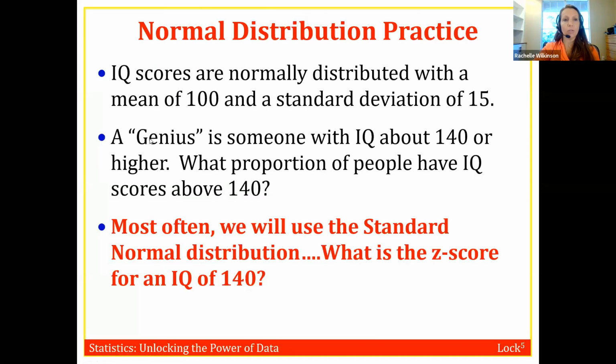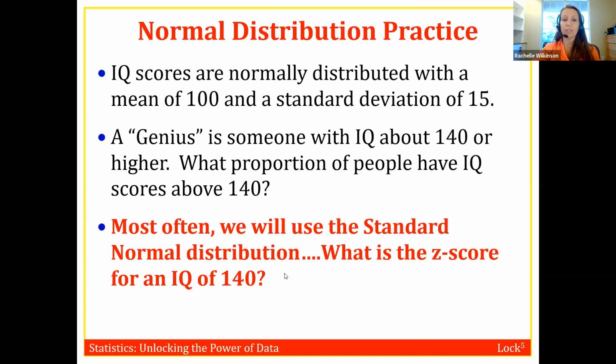So thinking back to our IQ problem, if we were going to use the standard normal distribution, then all we do is convert our 140 to the equivalent score in the standard normal distribution, which we do just by computing the z-score, and then we can use the z-score to help us find the area under the curve. So we're going to do that. We'll start by finding the z-score.